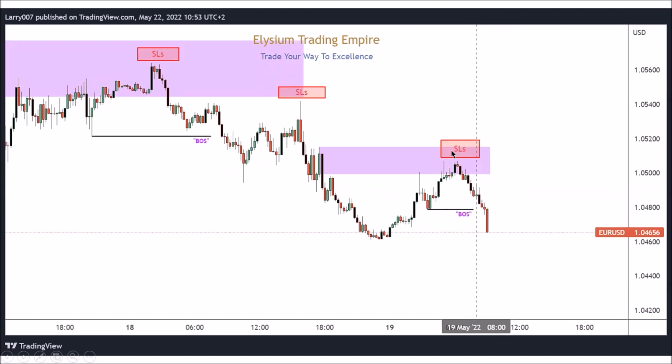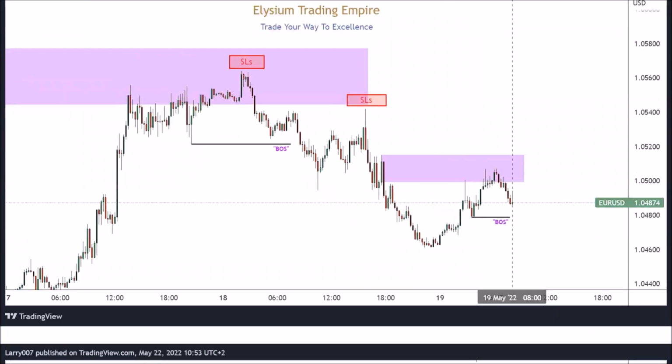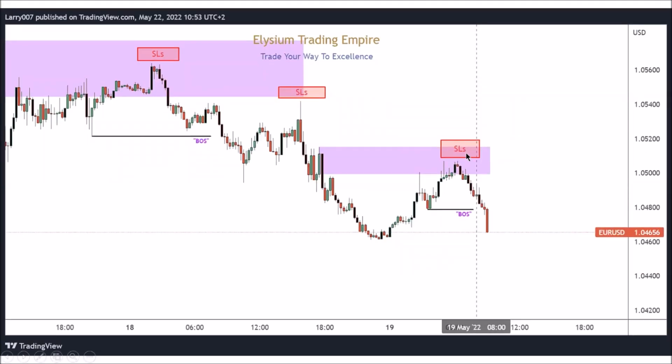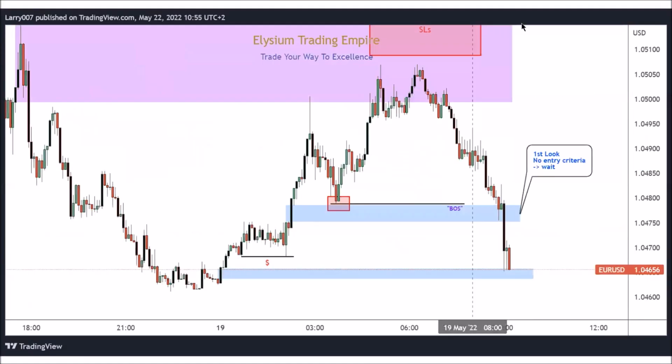So now this is the 5-minute chart. Here we go. We have the breakout structure, the fake breakout structure. And the stop losses are now mostly here. No, sorry, this is still the 15-minute. Yes, this is still the 15-minute chart, but zoomed in. Now we get into the 5-minute chart.